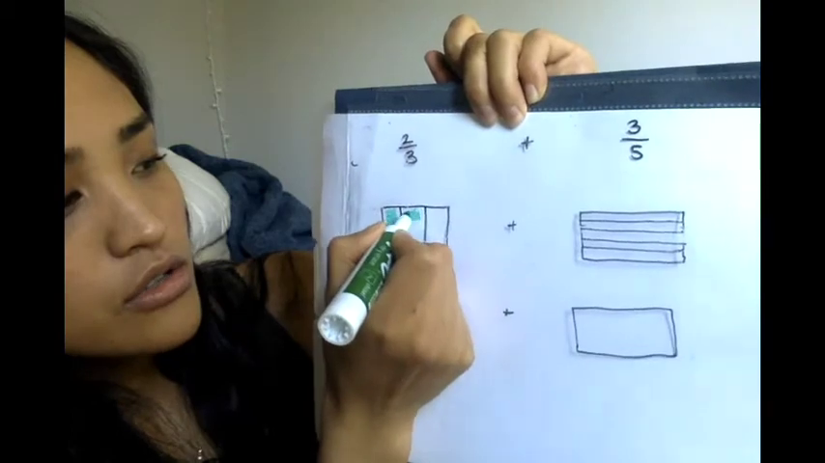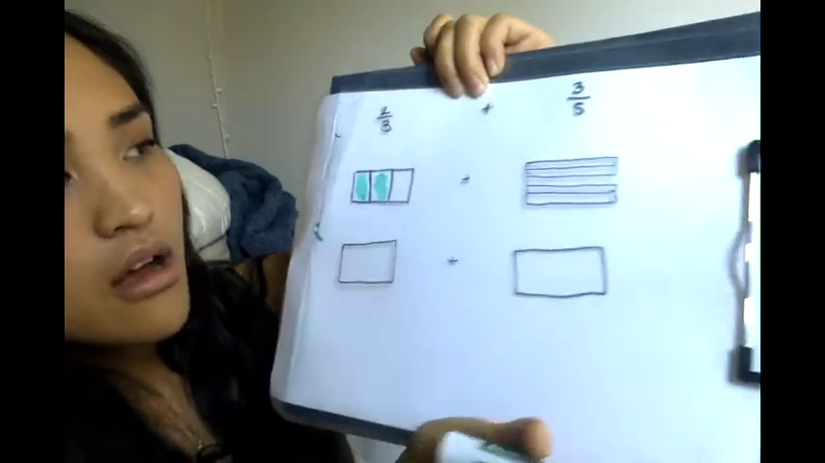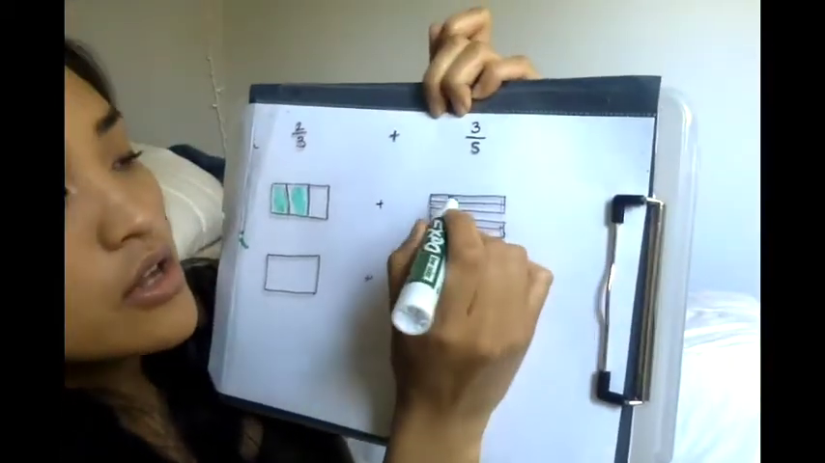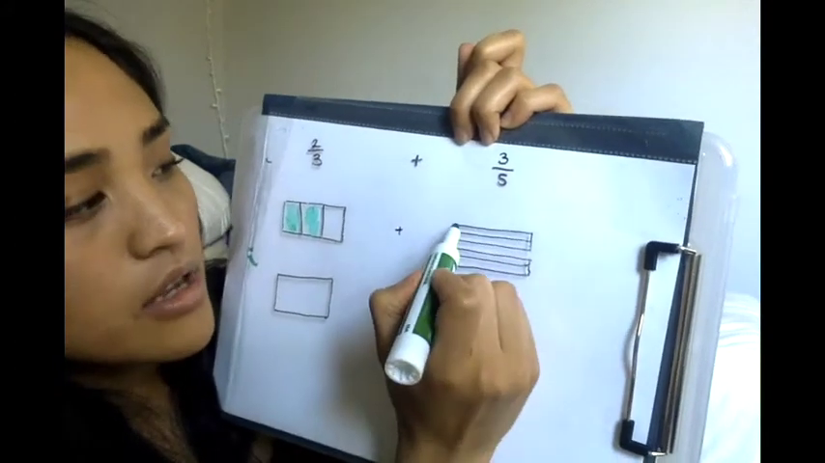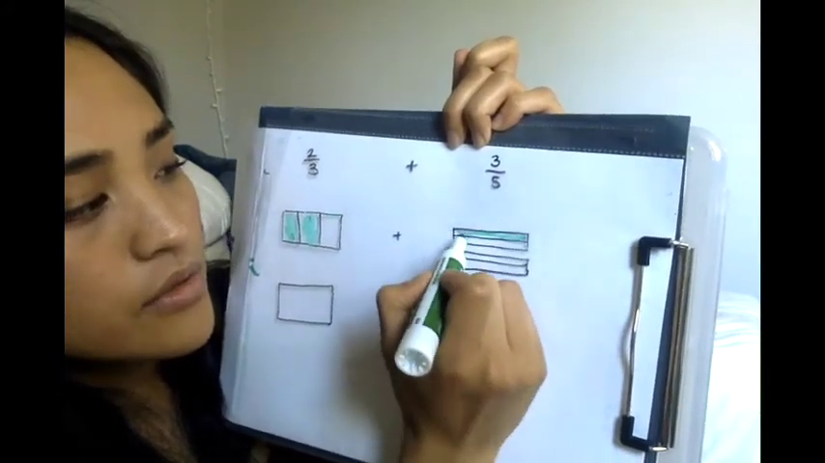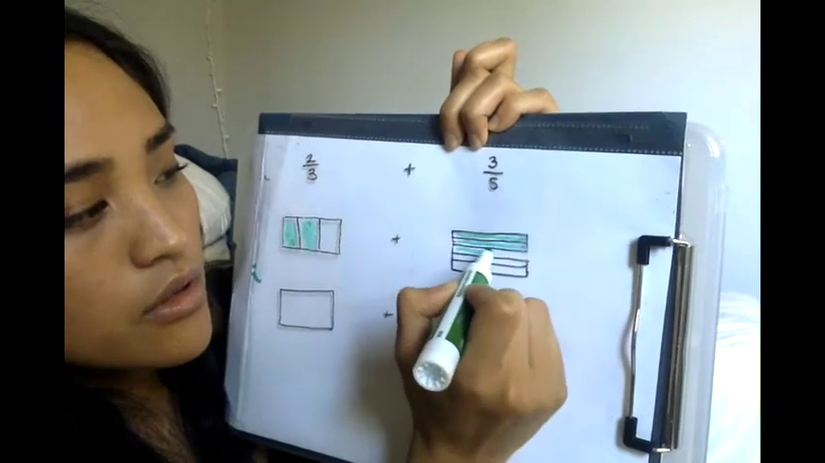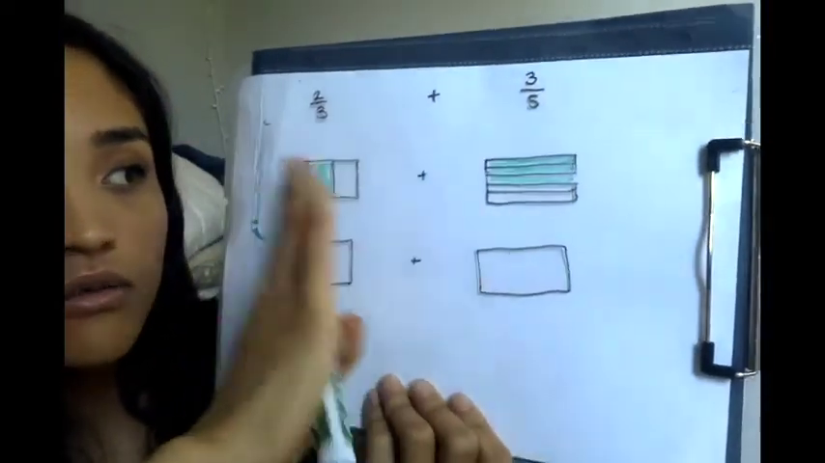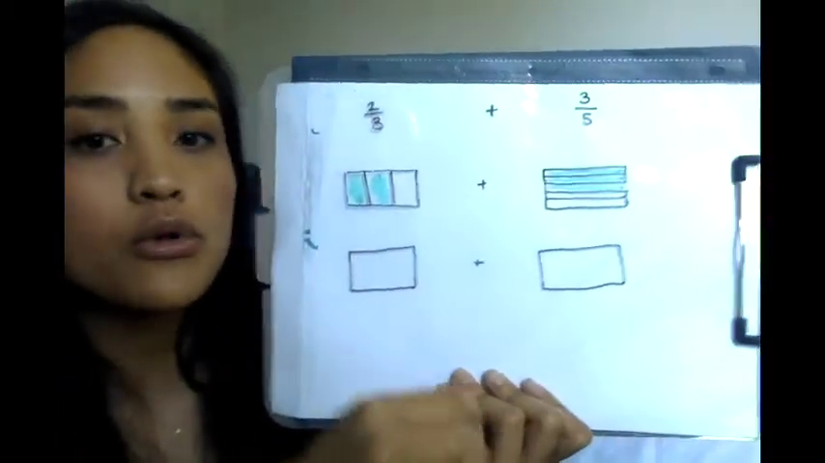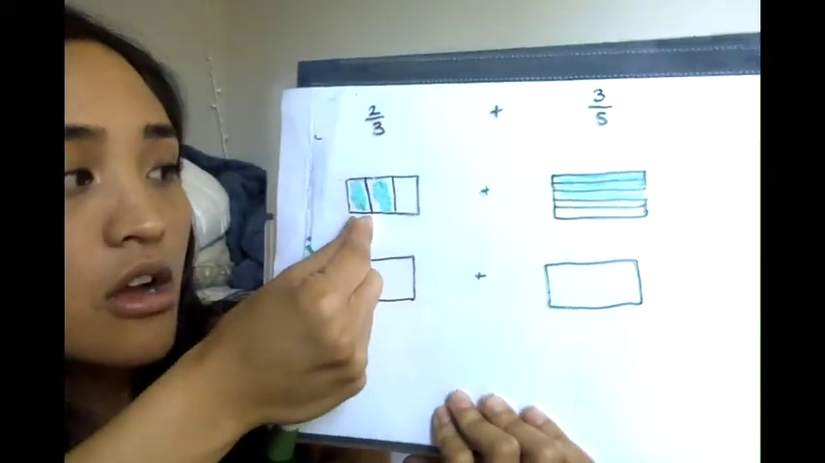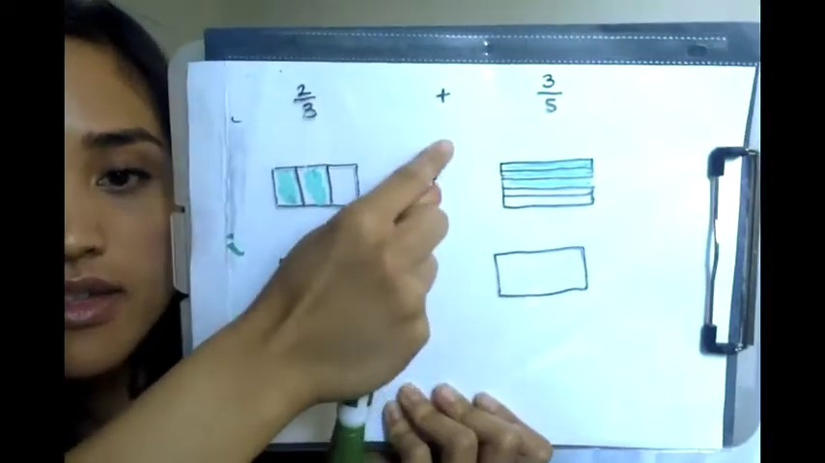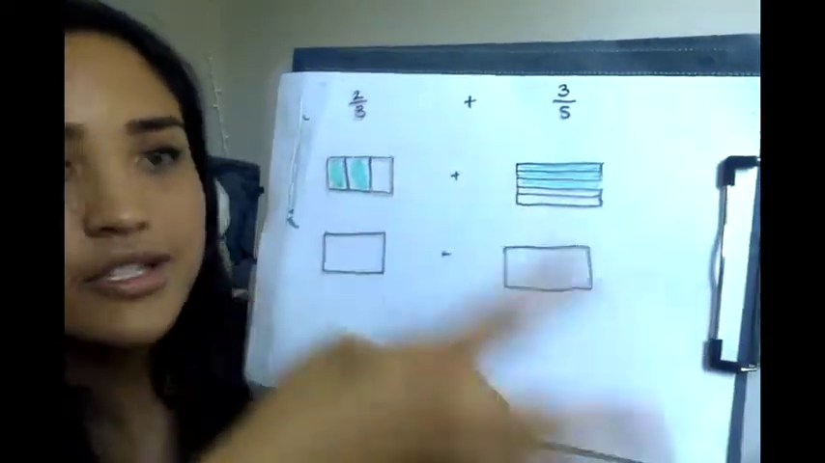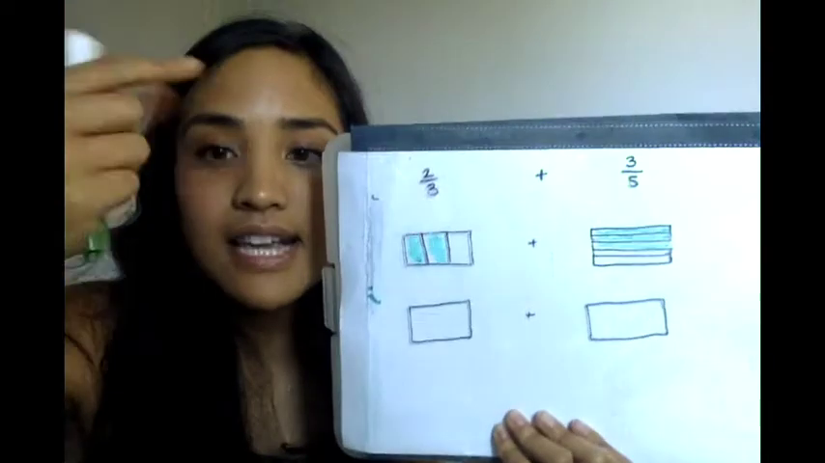1, 2. Awesome. Over here, 3/5. So I'm going to color in 3 of these. 1, 2, 3. Perfect. Now, can we add these thirds with the fifths when they look just like this? No, because as you can see, these thirds are a lot bigger than these fifths. So you can't combine them. They're not the same type of pieces.